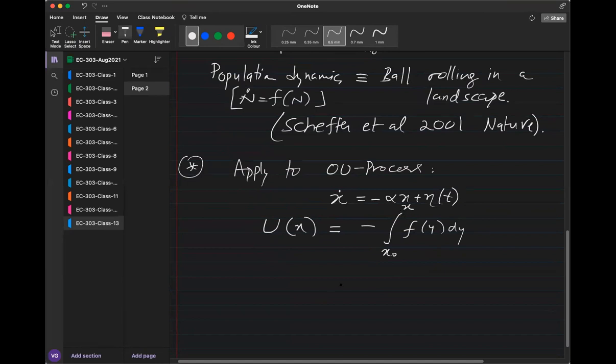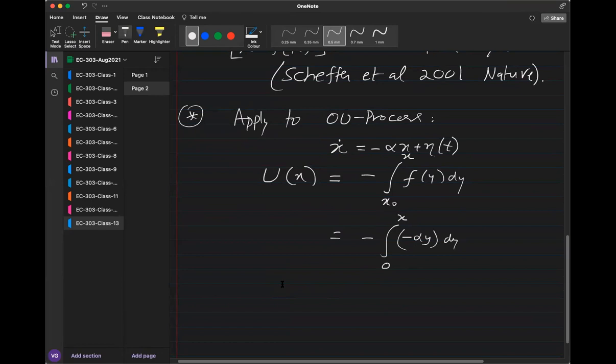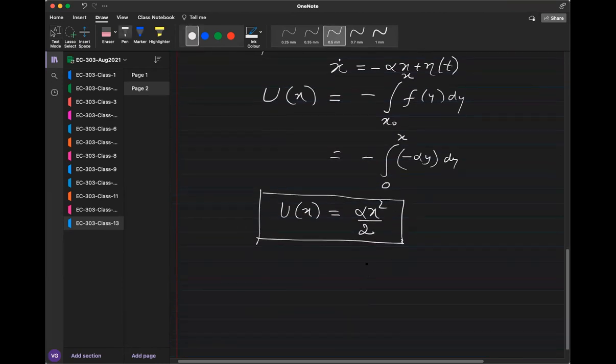Now, what is f of y in this case? That is basically minus alpha y times dy. I'll take x0 to be 0. It could be any arbitrary value. Let's do it from 0 to x. If you do the integration, you will get that u of x is alpha x squared by 2. So the potential function, also called the landscape function, for the OU process is alpha x squared by 2. How does the plot of this look? U is 0 at x equal to 0 and then it goes up on both sides like a parabola.